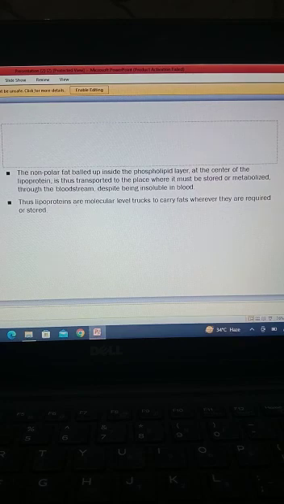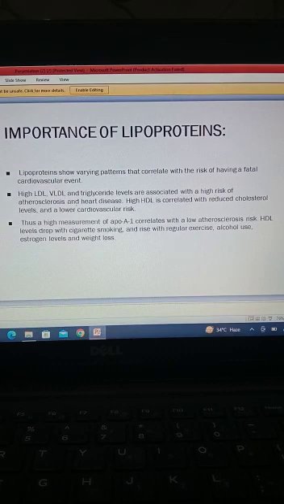The nonpolar fat balled up inside the phospholipid layer at the center of the lipoprotein is thus transported through the bloodstream to the place where it must be stored or metabolized, despite being insoluble in blood. Thus, lipoproteins are molecule-level trucks to carry fats wherever they are required or stored. Now we know about the importance of lipoproteins.